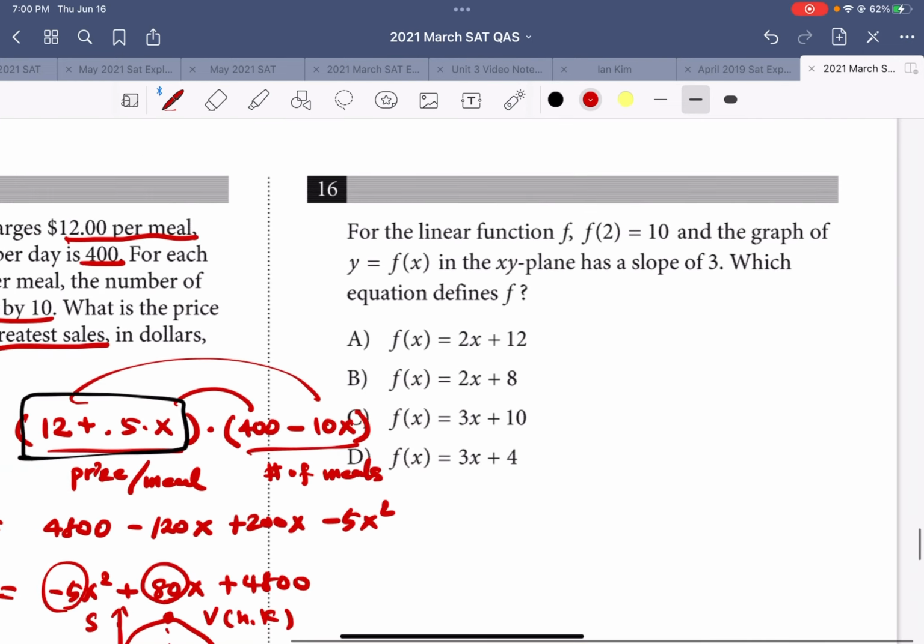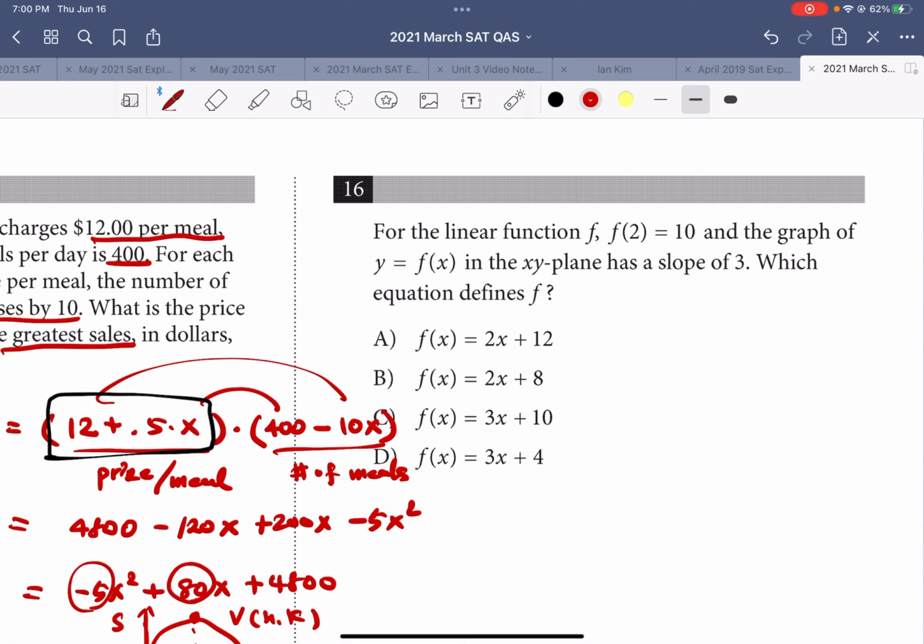Number 16. Linear function f of 2 equals 10. And then the slope is 3. Which one defines that? Slope 3, so not this. So either C or D. And then this one is 2, 10. So which one, when you plug it in, is 10? So answer is D. Okay? Only this one, not C. Plug it in.